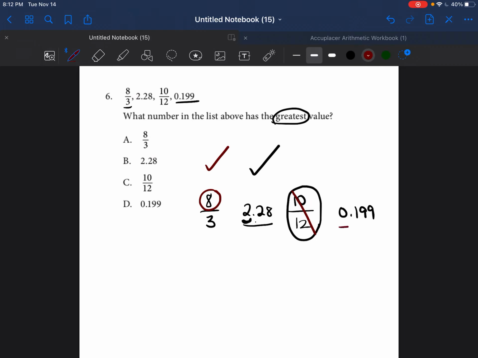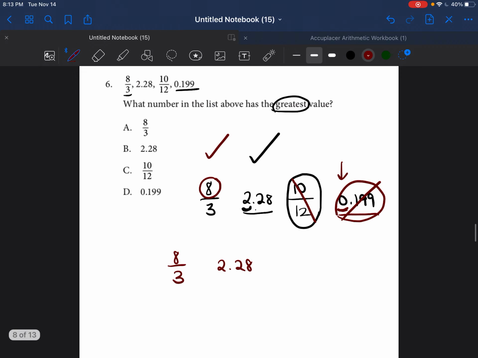Okay, now let's look at this last decimal. If the first digit to the left of the decimal point is greater than 1, then it's greater than 1. But this is a 0. So this decimal is not greater than 1, and it is not going to be considered out of these 4 values as to which one is the greatest. So now we're left with 8 over 3 and 2.28. And we have to decide out of these 2 values that are greater than 1, which value is more.